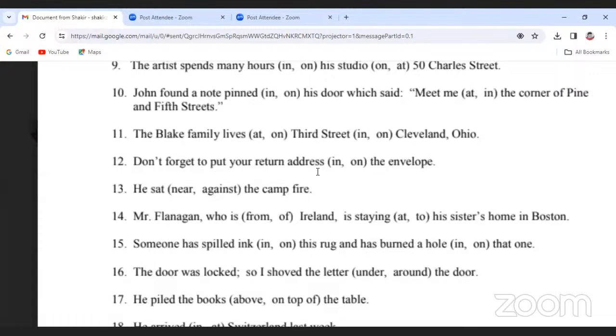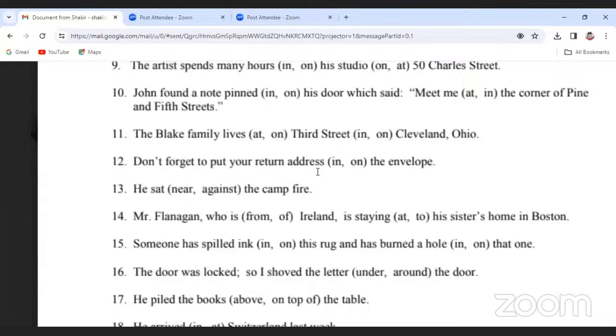Someone has spilled ink dash this rug and has burned a hole dash that one. Number 15. Everyone, please give it a try. Someone has spilled ink on this rug and has burned a hole in that one. On and in are the correct options. Absolutely. We move to the next one.